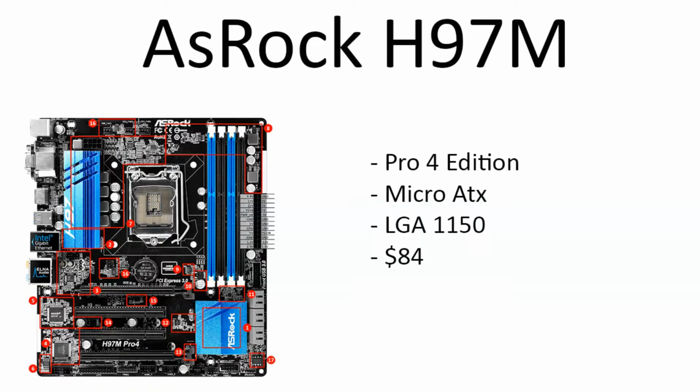Paired with the motherboard that we're going to speak about in a second, it's going to be a really good combo. So as for the motherboard, we chose the ASRock H97M Pro4 edition micro ATX board, LGA 1150 chipset, and it's running at $84 right now, so not too bad at all.